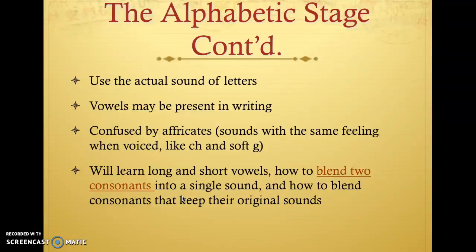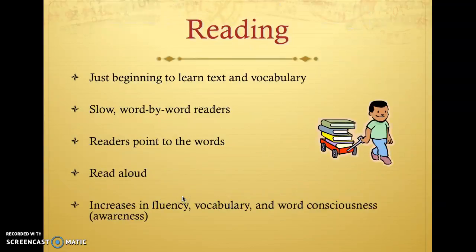So at this stage, we begin to see vowels present in the child's writing. Affricates are sounds with the same feeling when voiced, like a CH sound and a soft G sound. So I can say ch or j, and you can hear there's a little bit of a voice in that j that you don't hear in the ch. And they begin to learn long and short vowels, and they begin to blend two consonants into a single sound.